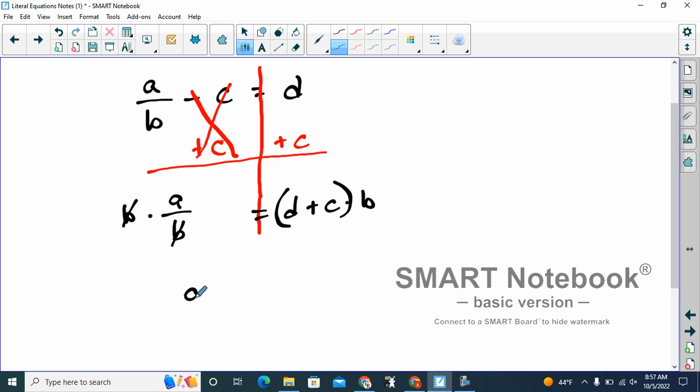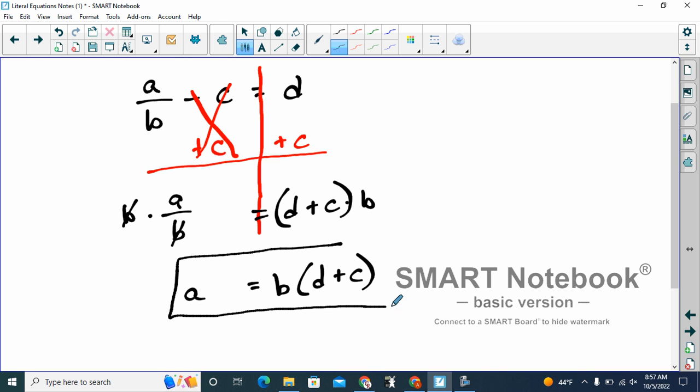Those cancel, and I get a equals the quantity d plus c, times b. You can put it here. Usually we put the b out in front of the parenthesis, like that. And we're going to leave our answer like that. If you want to get ambitious and distribute, you could.